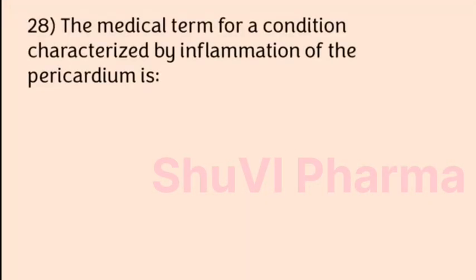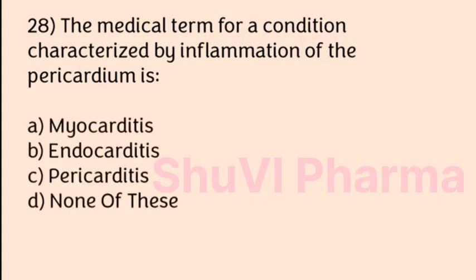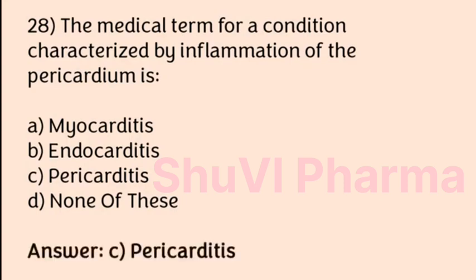The medical term for a condition characterized by inflammation of the pericardium is myocarditis, endocarditis, pericarditis, none of these. The correct answer is option C. The medical term for a condition characterized by inflammation of the pericardium is called pericarditis.